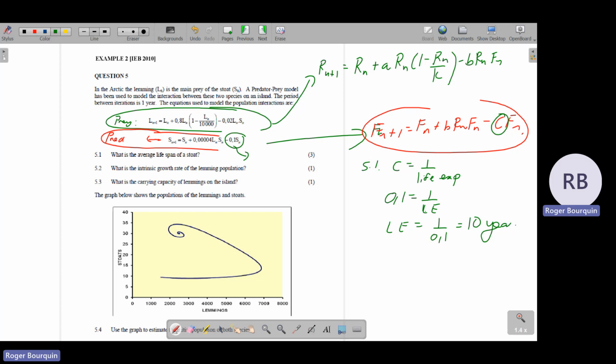So good question. In the article, the lemming is the main prey of the stoat, and a predator-prey model has been used to model the interaction between these two species. The period between iterations is 1 year. That's what it's telling me. And there are the various models. Okay, try 5.2 and 5.3.